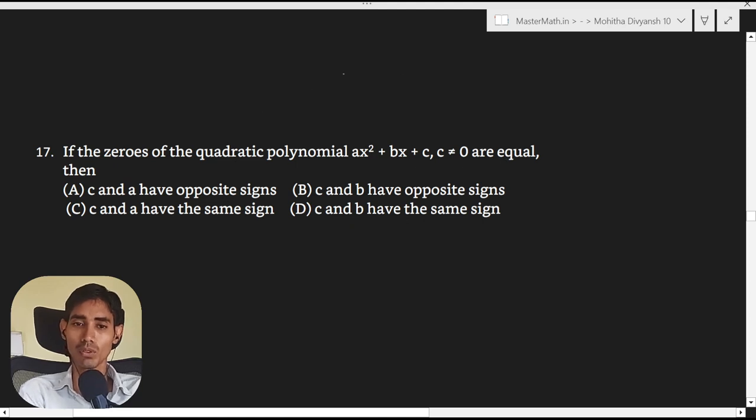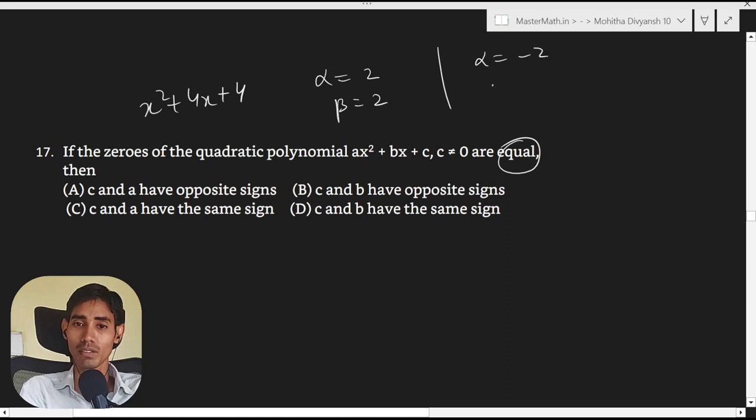Roots are equal. So you could have started with the roots being equal. So you took 2, basically. That's what I understand. Right? Roots are equal. Zeros are equal. Yes, sir. So you will get x square plus 4x plus 4. Now you should also take another case with negative zeros. We'll come to that later.